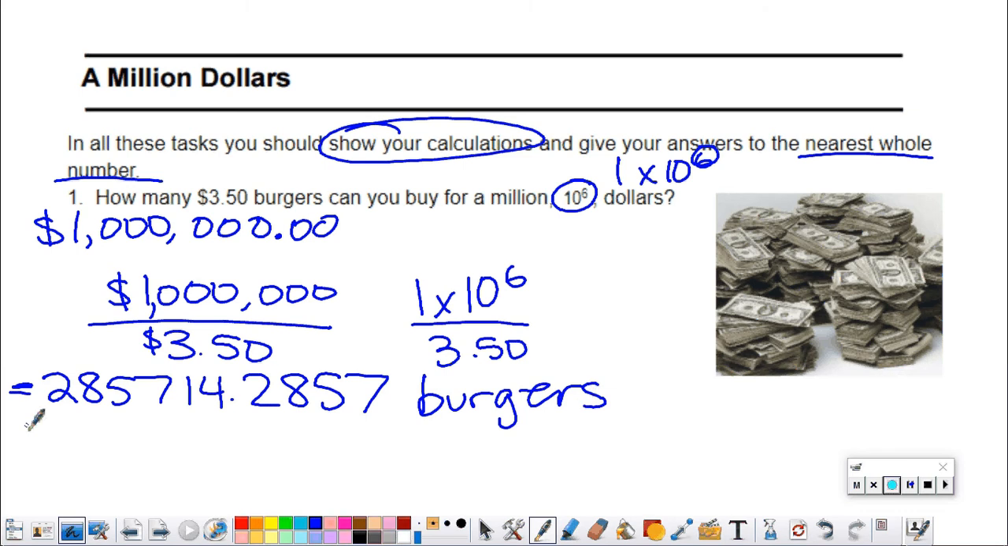I'm going to teach you the sign for approximately. Okay, this is when you estimate something. You do 2 squiggly lines, just like that. Okay, 2 squiggly lines. That means approximately. Okay, so approximately 285,714 burgers.